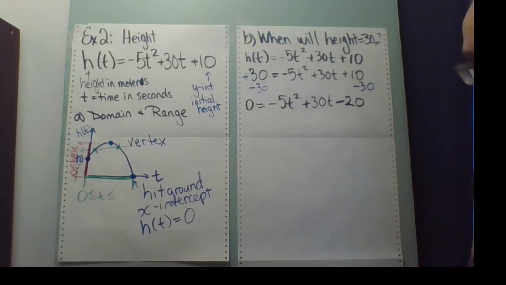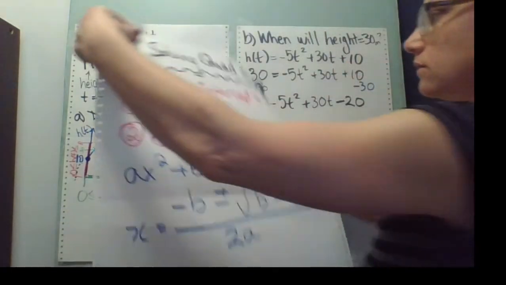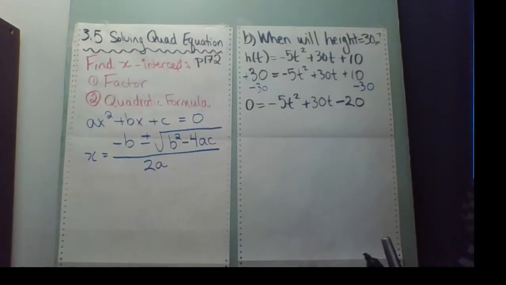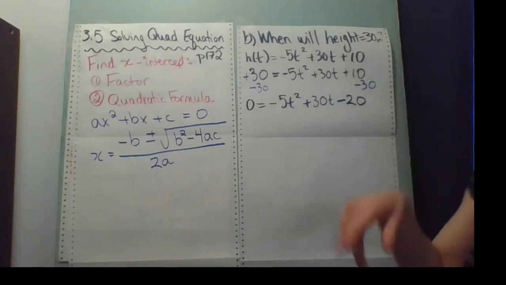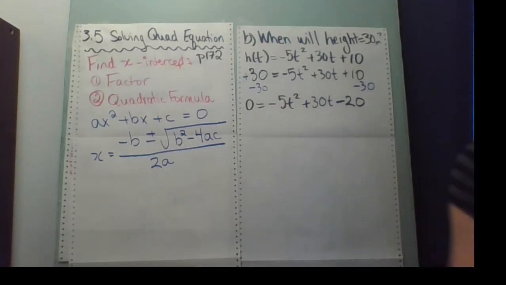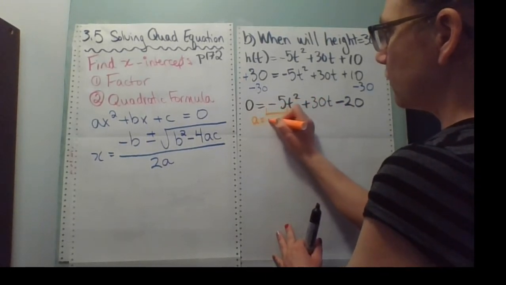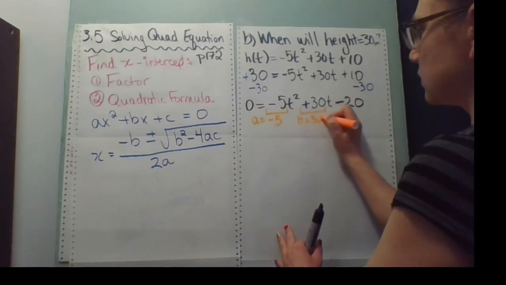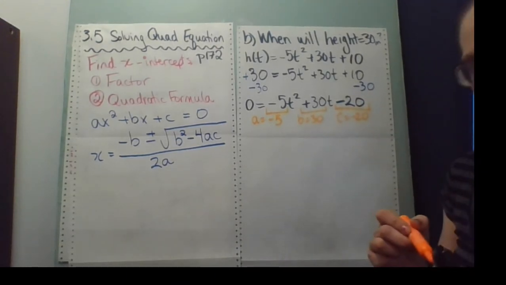We can do this in all our different methods. We can do factoring if factoring works. We can use quadratic formula if factoring doesn't work, or if we don't automatically see it. I don't think we've done a quadratic formula yet, so let's do it. All right. First things first, coefficients. A is -5, B is 30, C is -20.